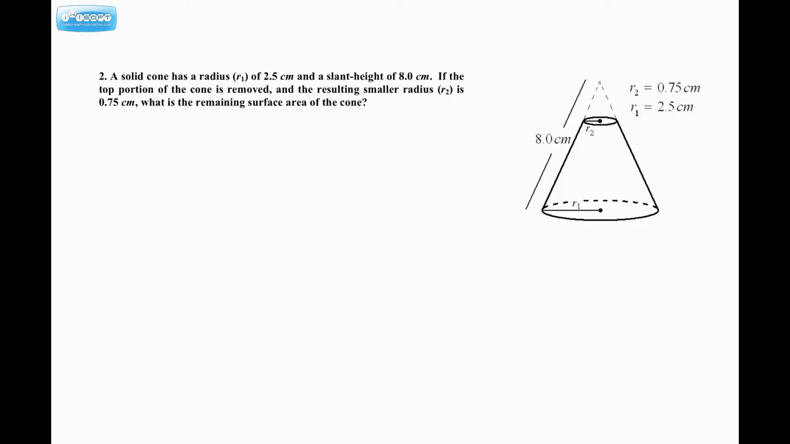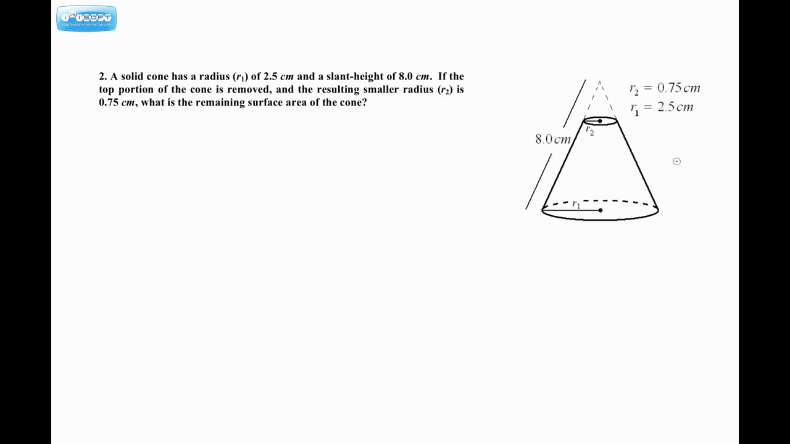Number 2, a solid cone has a radius r1 of 2.5 centimeters. That's right down here. And a slant height of 8 centimeters. So I've labeled that right here. If the top portion of the cone is removed, and you can see I've removed it here, and the resulting smaller radius, r2, right here, is 0.75 centimeters, what is the remaining surface area of the cone?